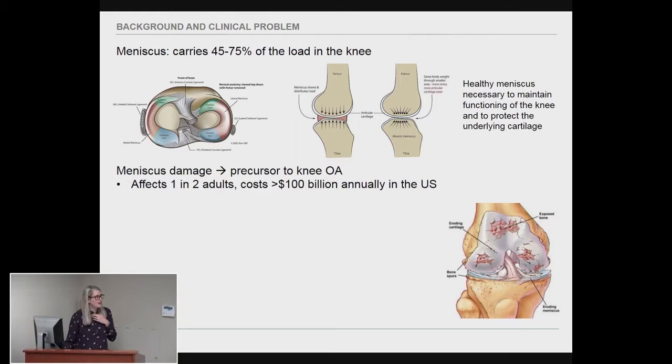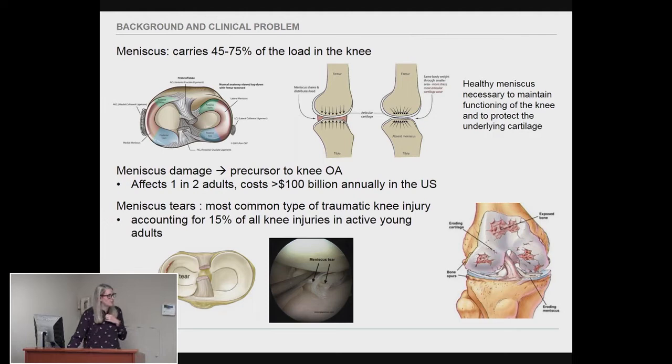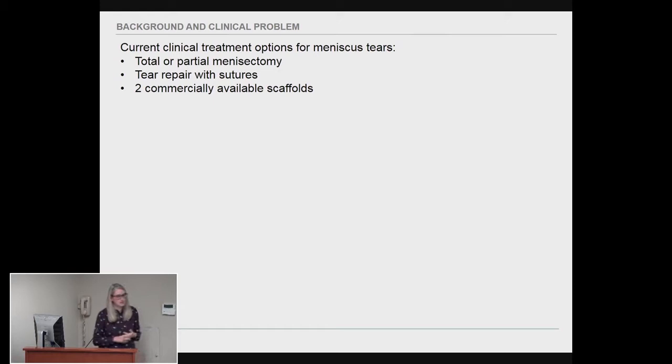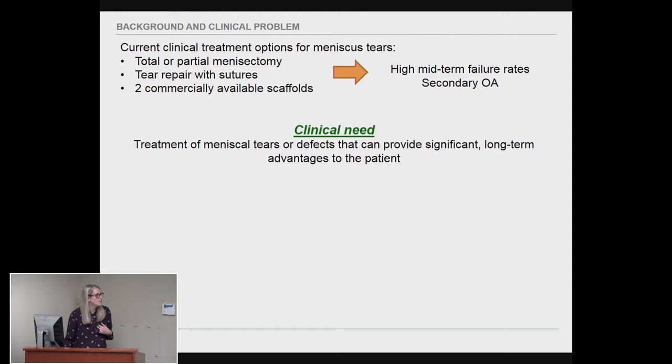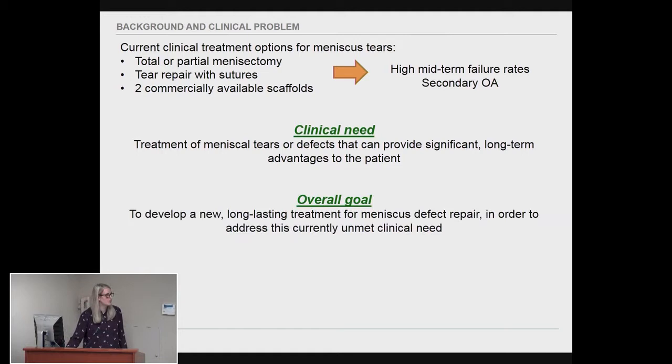In fact, meniscus damage is a precursor to OA, and also meniscus tears are the most common type of traumatic knee injury. So clearly, this is a clinical problem, and treatment options that are available right now have high midterm failure rates, and secondary OA is common. And in the worst-case scenario, joint replacement surgery is necessary. So there's a clinical need to provide a new solution that offers long-term advantages to the patient, and our goal is to develop this new long-lasting treatment strategy for defect repair using a functional tissue engineering approach.